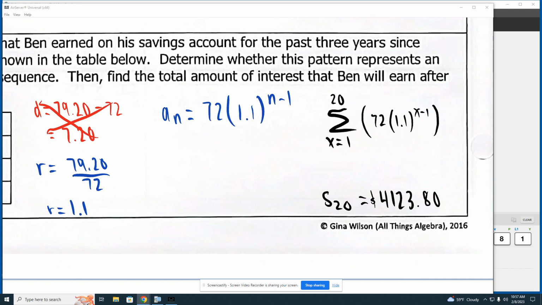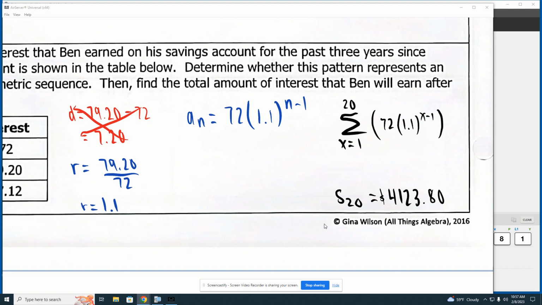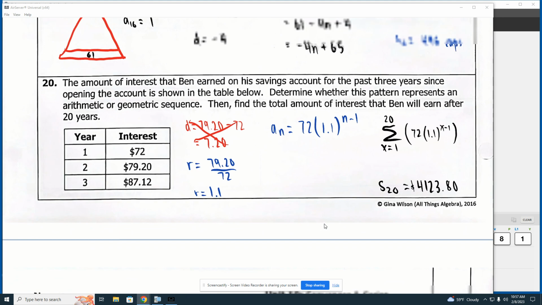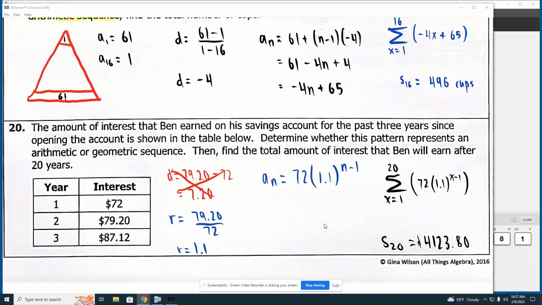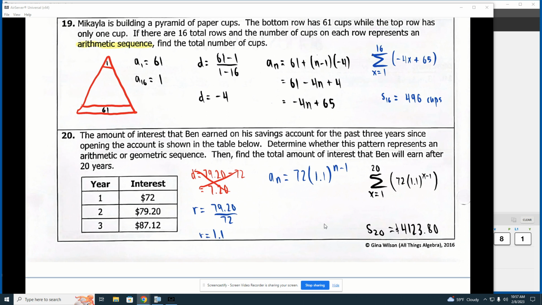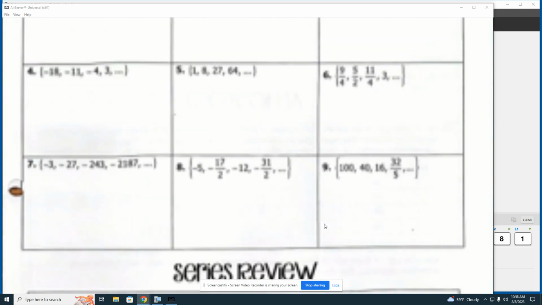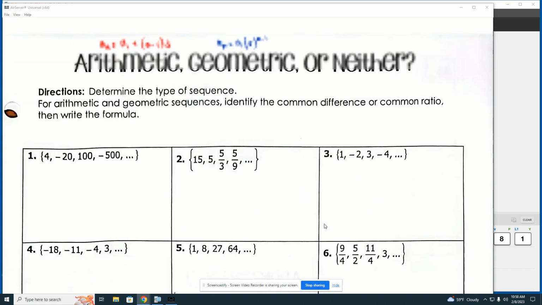Questions about those application problems? So not too bad, right? You're applying the idea of geometric and arithmetic sequences. Now let's go back to the front side, and this really is just kind of a review, okay?